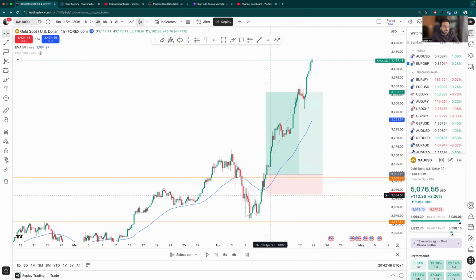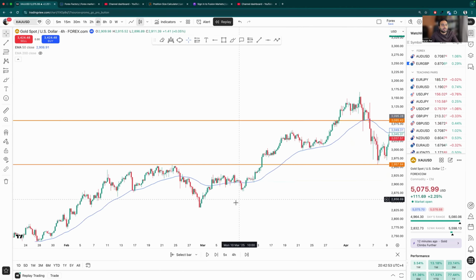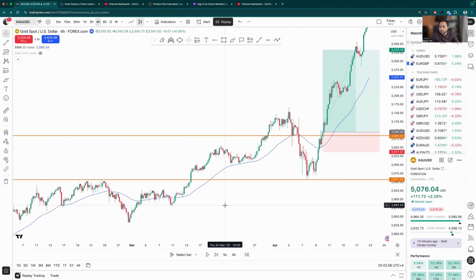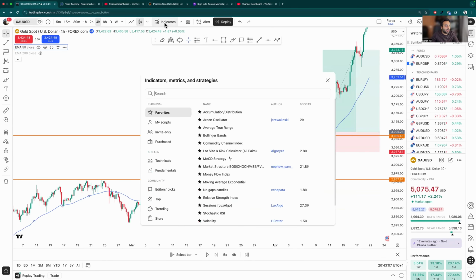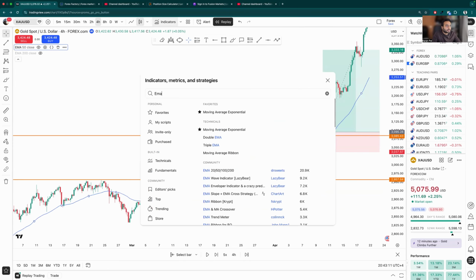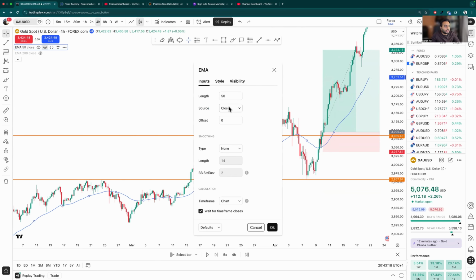The EMA is very simple. You have to look at the history, what kind of EMA is getting respected. So there's one new person right here, so I'll just tell you, these are the settings for EMA again. You can add your indicator, the EMA, from right here. Add your EMA, right? Moving average exponential. And then you can see the settings. It's 50, close, 0, none, 14, 2.